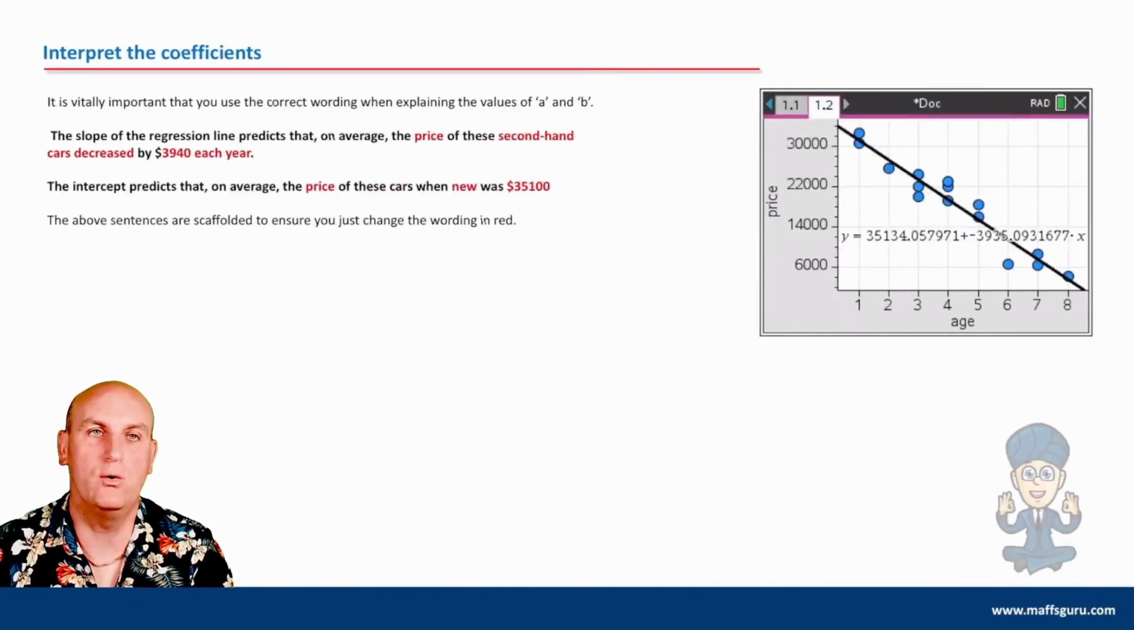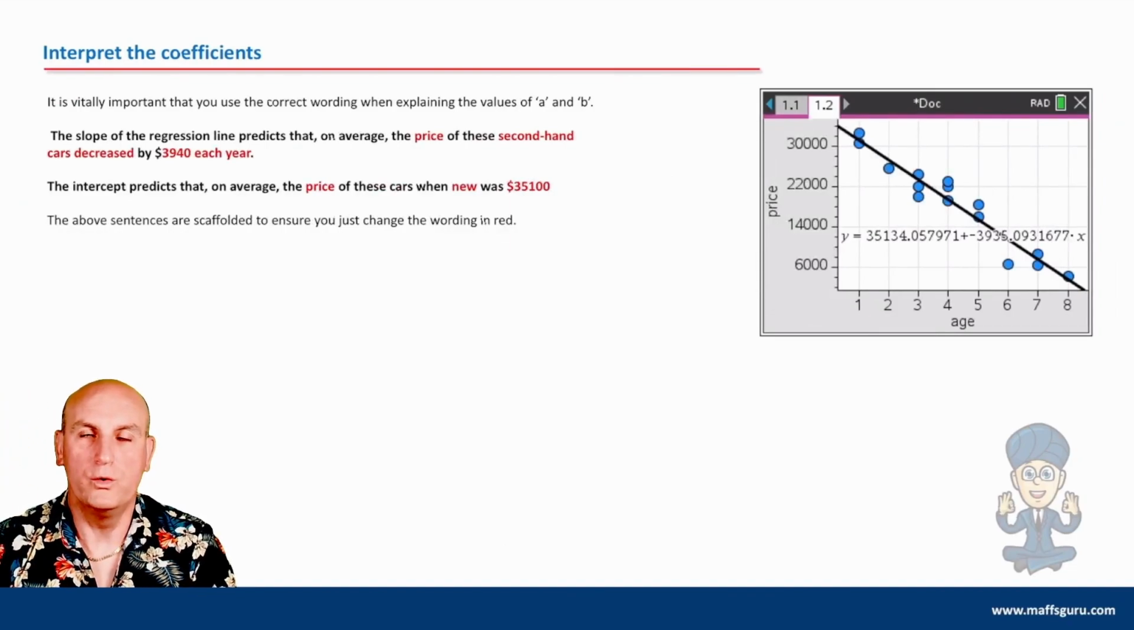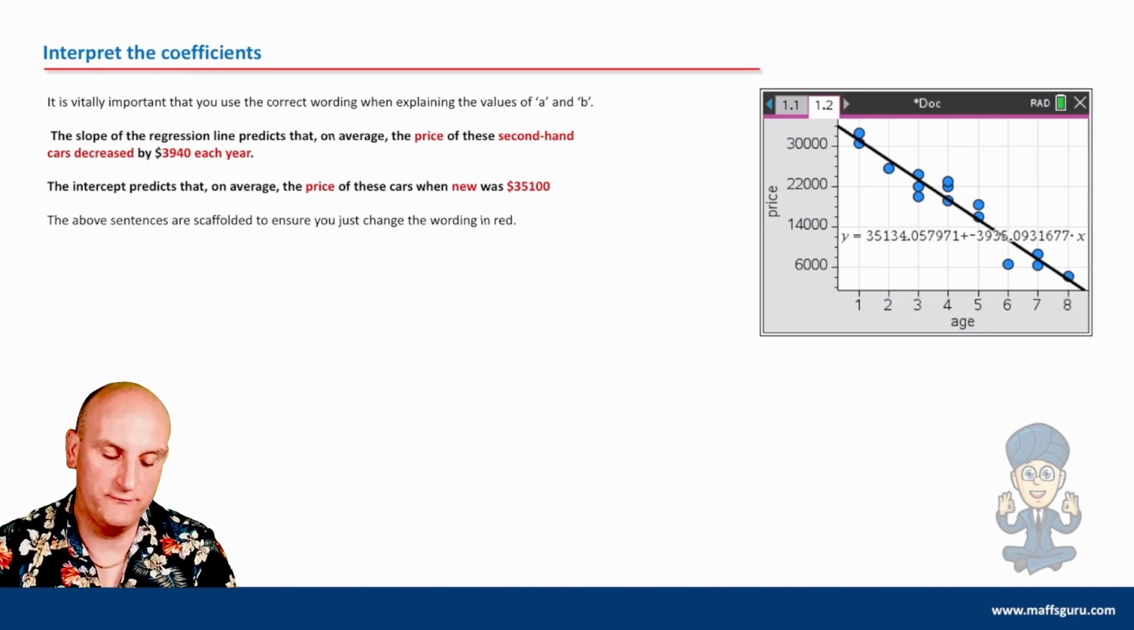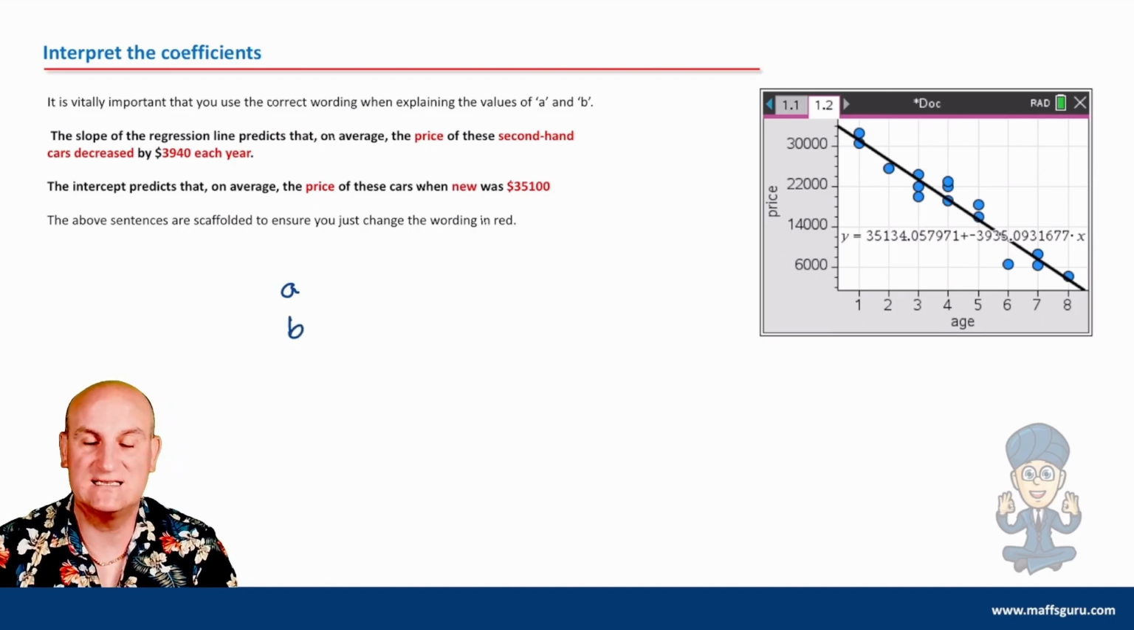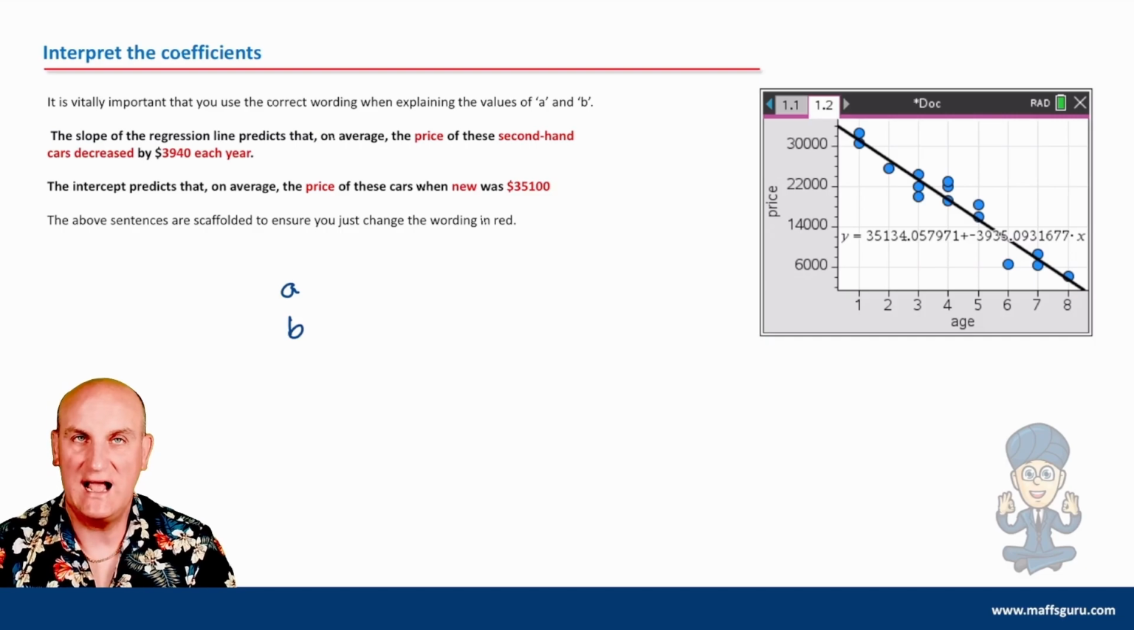Ka-ching. Now all I'm doing is working through bit by bit by bit. You're going to have to interpret the coefficients. Now what I mean by that, you have got to write down the values of A and B in a sentence that makes sense, all right? So you've got to write down and explain what that A means and explain what the B means, or explain what the intercept means and the slope.